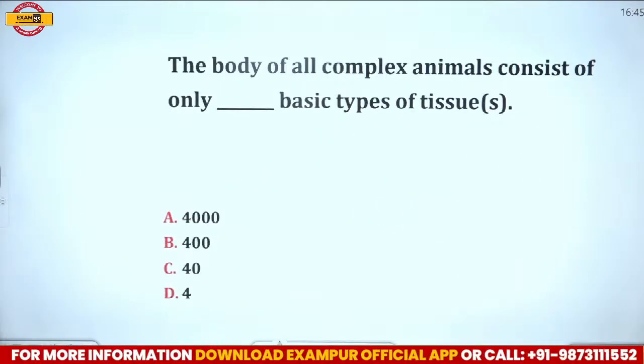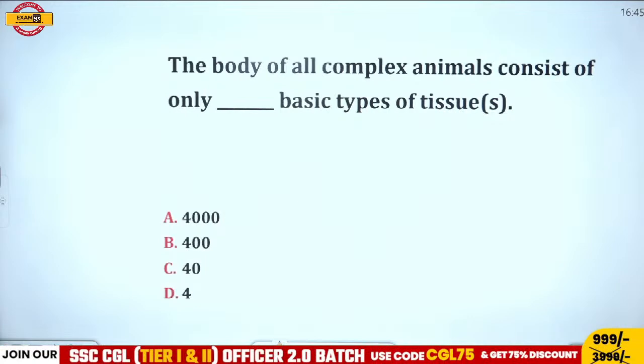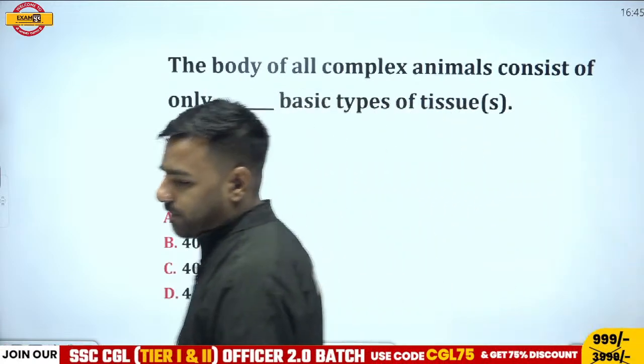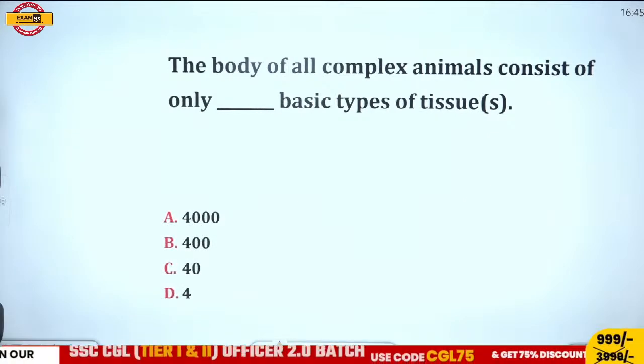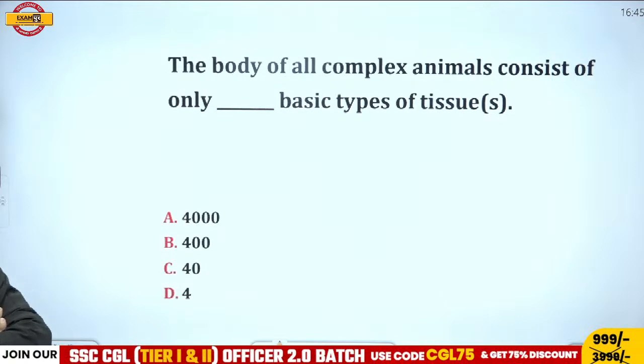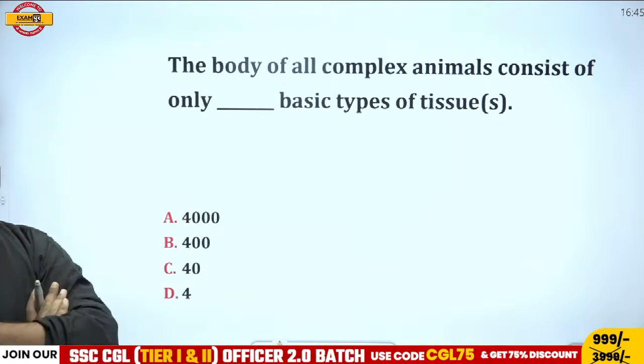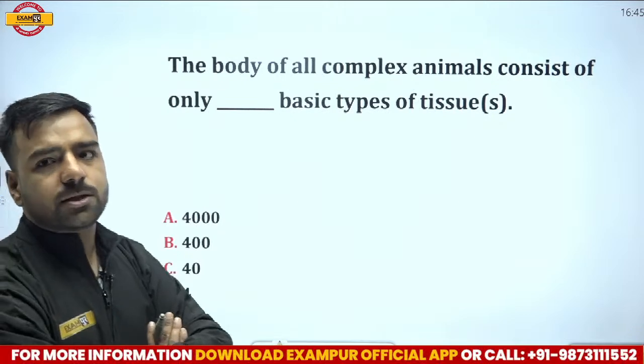Next we have: the body of all complex animals consists of only dash type of tissues. How many types of tissues are there? We have just discussed this. We have four options: 4, 440 and 4. What do you think? Jarsa, totally correct. Osteology is the study of bones.